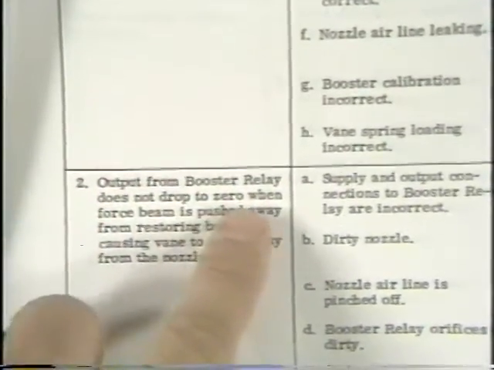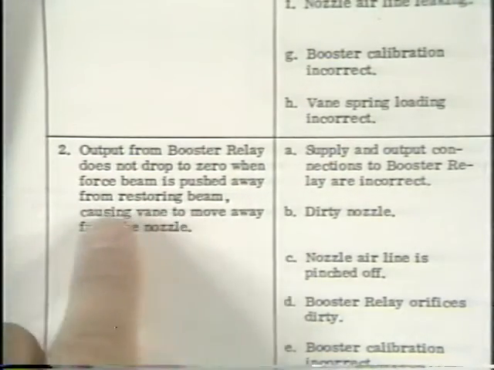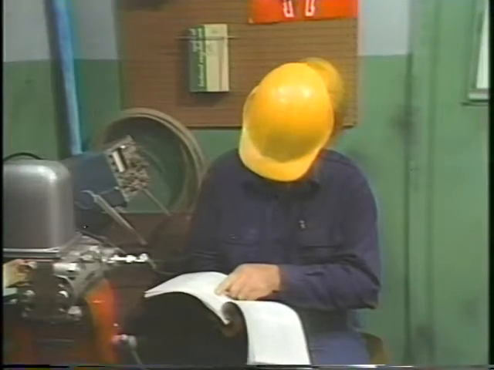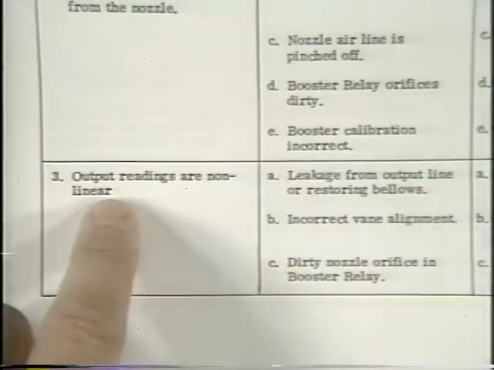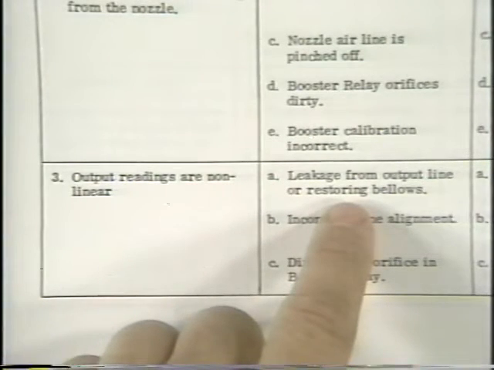Output from booster relay does not drop to zero when force beam is pushed away from restoring beam, causing vane to move away from nozzle. Well, no, it did go to zero, so that's not it. Let's see what else I've got. Output readings are nonlinear. I'll have to check that out when I check the calibration of the transmitter.